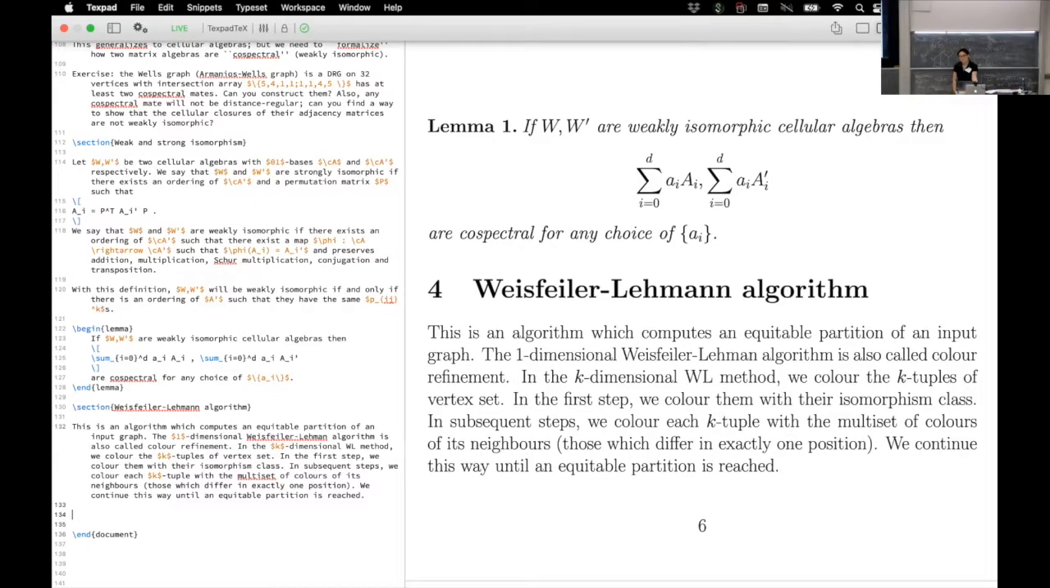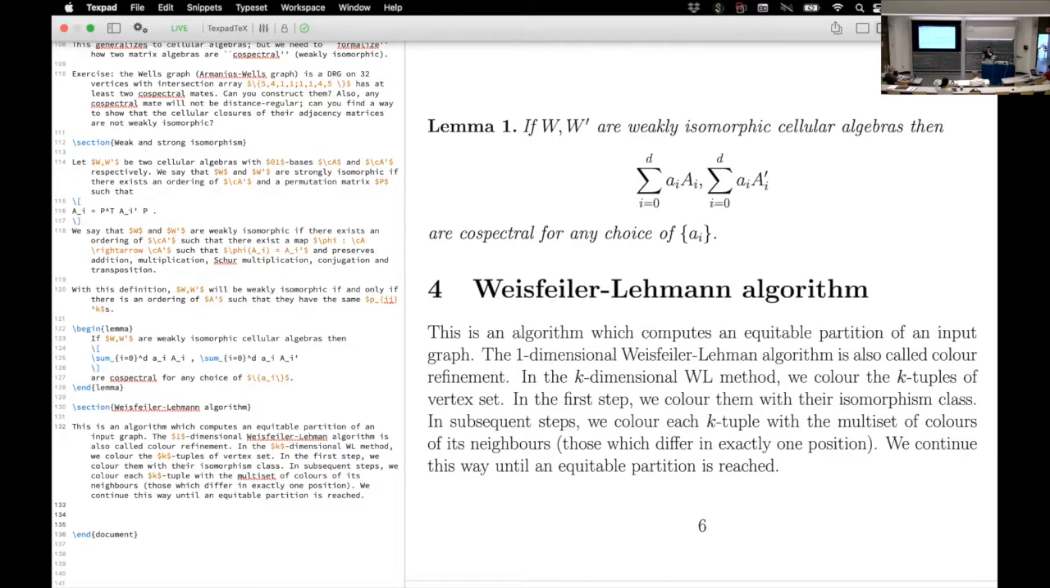So for which graphs will it work? Oh, for those whose algebras are not weakly isomorphic, it will work, right? So if k is a fixed number, this is an efficient algorithm. It will terminate in polynomial time. But it will not necessarily distinguish exactly. So for which ones will it distinguish? Well, we don't know. That's the whole point.